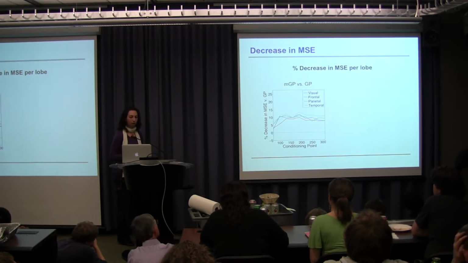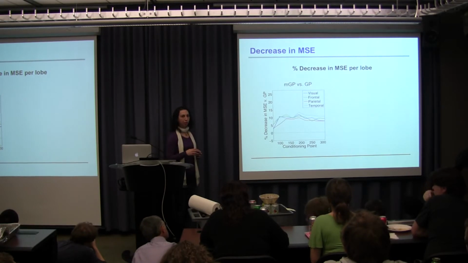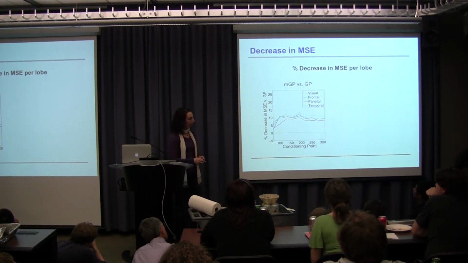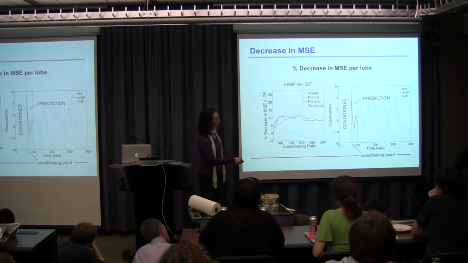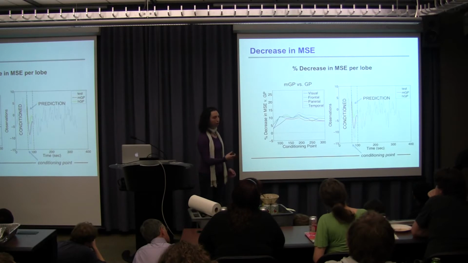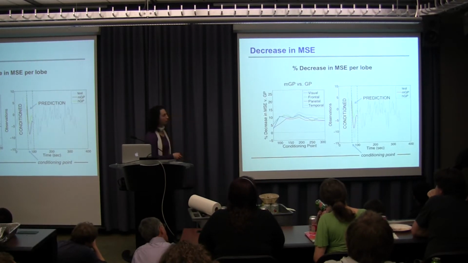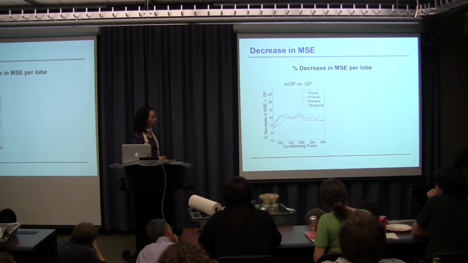Okay, so we're going to look at performance in terms of the percent decrease in mean squared error of held-out predictions as a function of the conditioning point. So what I mean is that we're going to condition on the trial's data up to a certain point and look at the prediction of the next held-out chunk. And what we see is that relative to the Gaussian process, we have a significant decrease in mean squared error in every scenario.